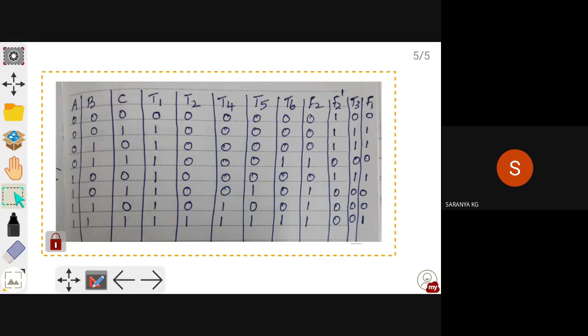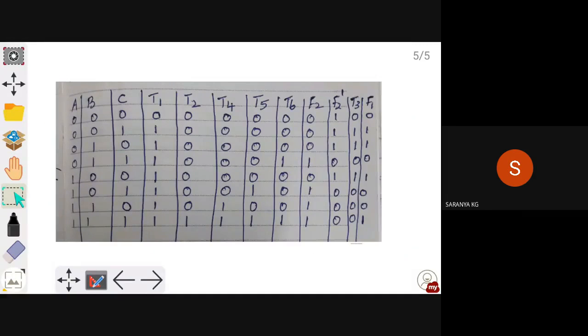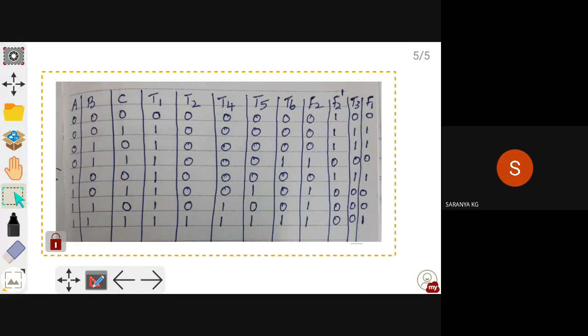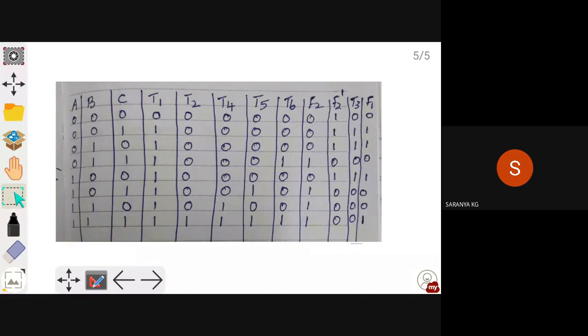Then T6 gate is actually B and C. So you have to take these two, B and C. Looking at it, you have 0 0, 0 1, 1 0, 1 1. Only for this 1 1 you will be having 1, and then for the last 1 1 you will be having 1. So that is T6.